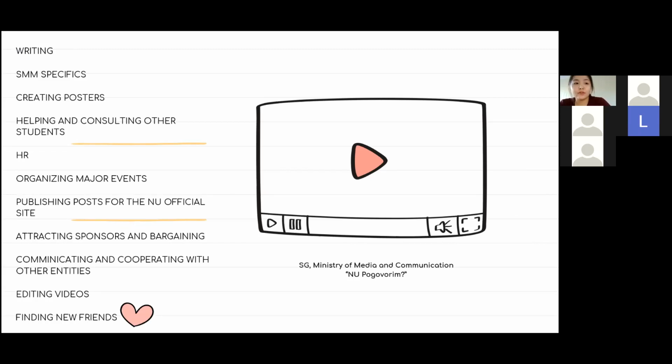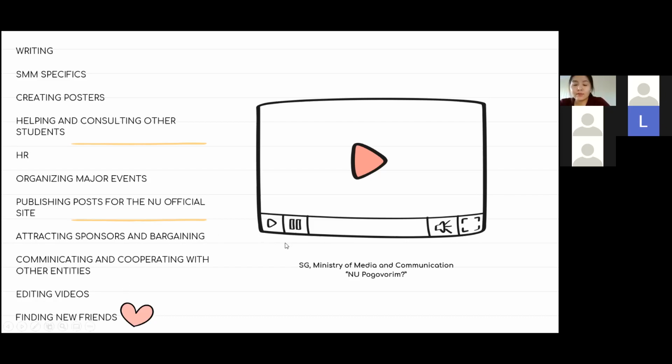You can reveal your leadership skills and to what extent you are stress resistant, and also publishing posters for the EU official site, attracting sponsors and bargaining with them, communicating and cooperating with other entities, editing videos, and finding new friends. I don't know if you see this, but here is a heart.